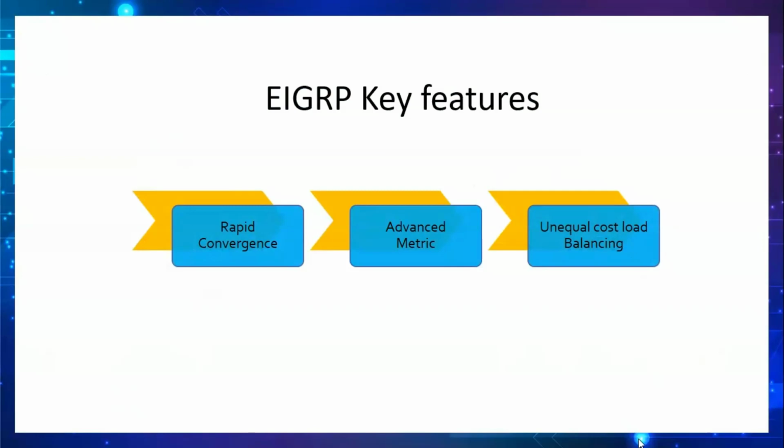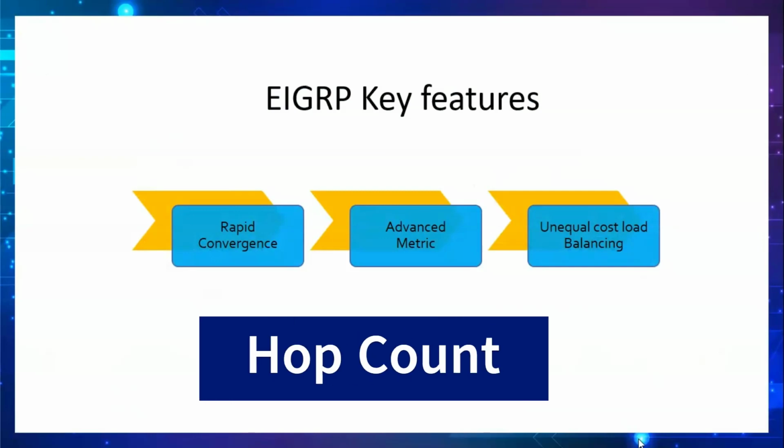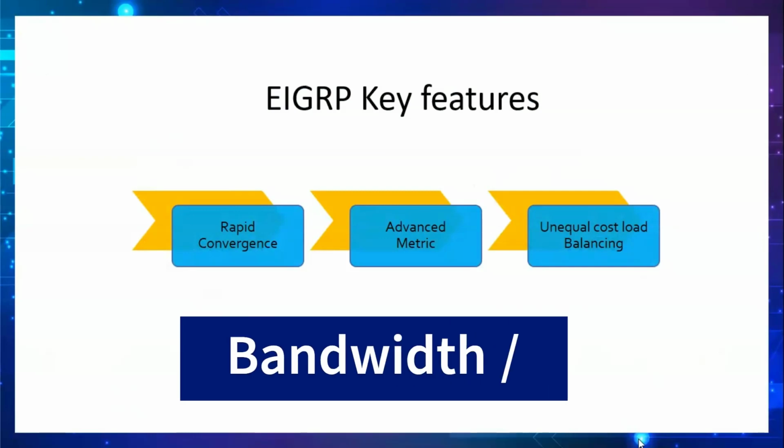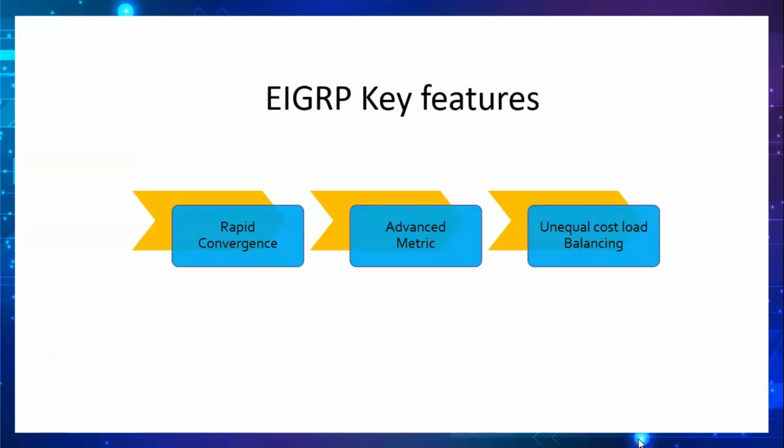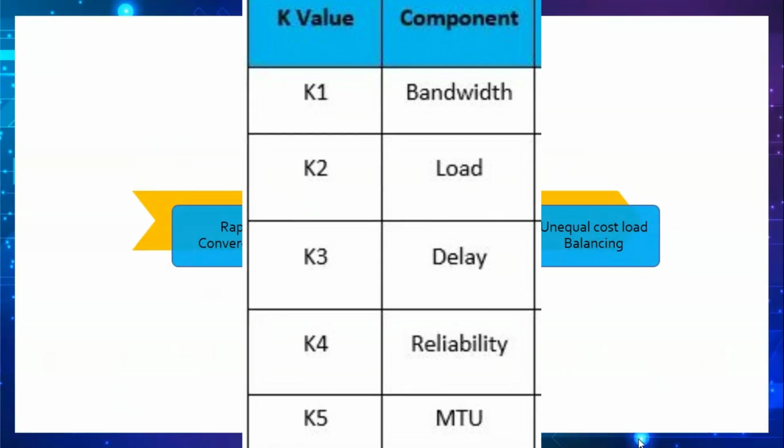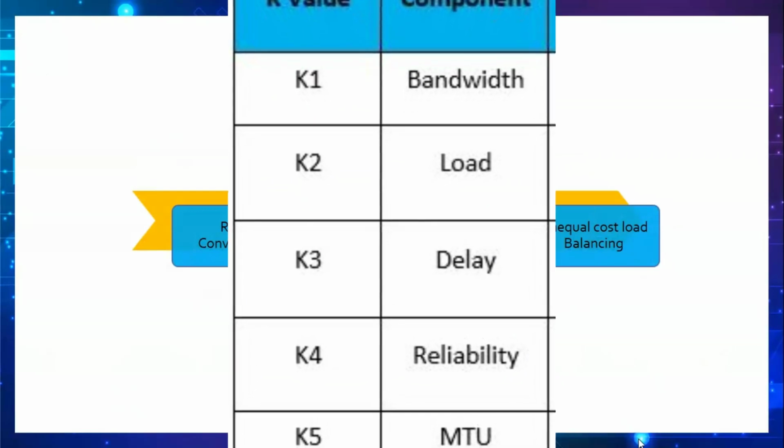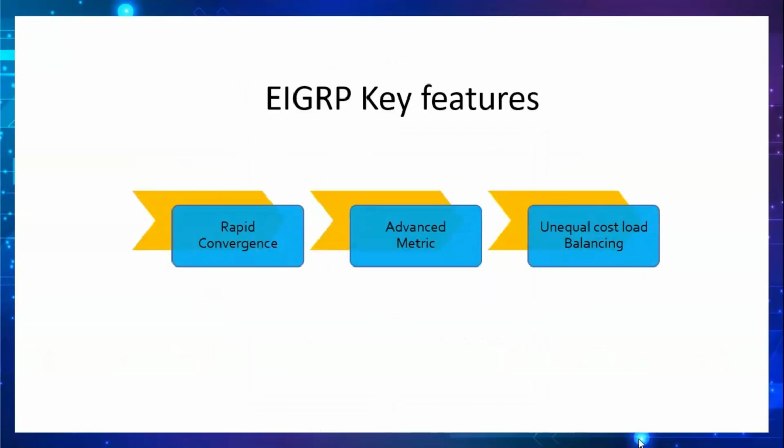The second one is advanced metrics. For RIP, the metric is hop count. For OSPF, it is bandwidth. But here we have K values, from K1 to K5. The K values are bandwidth, delay, load, reliability, and MTU, the maximum transmission unit. This allows for more intelligent path selection compared with the simple hop count metric. So this is the key advantage.